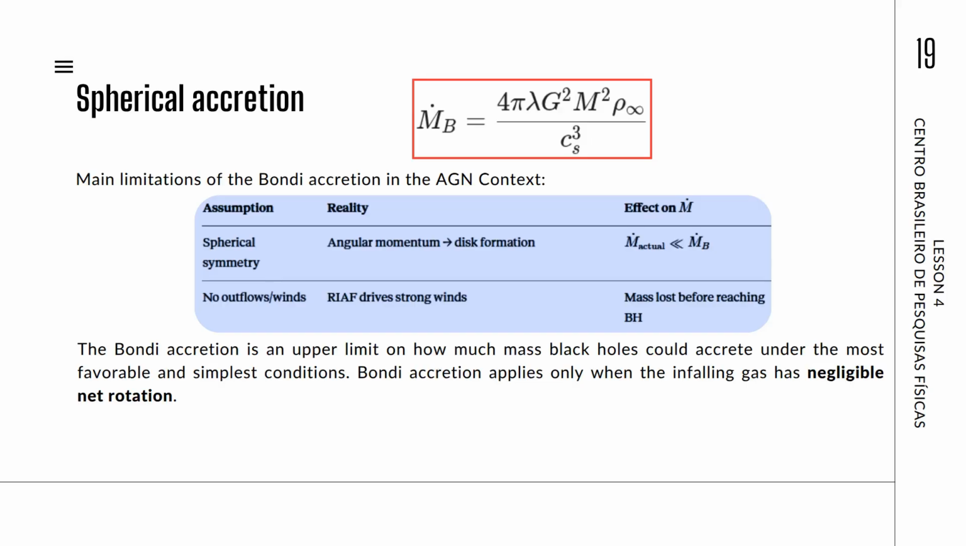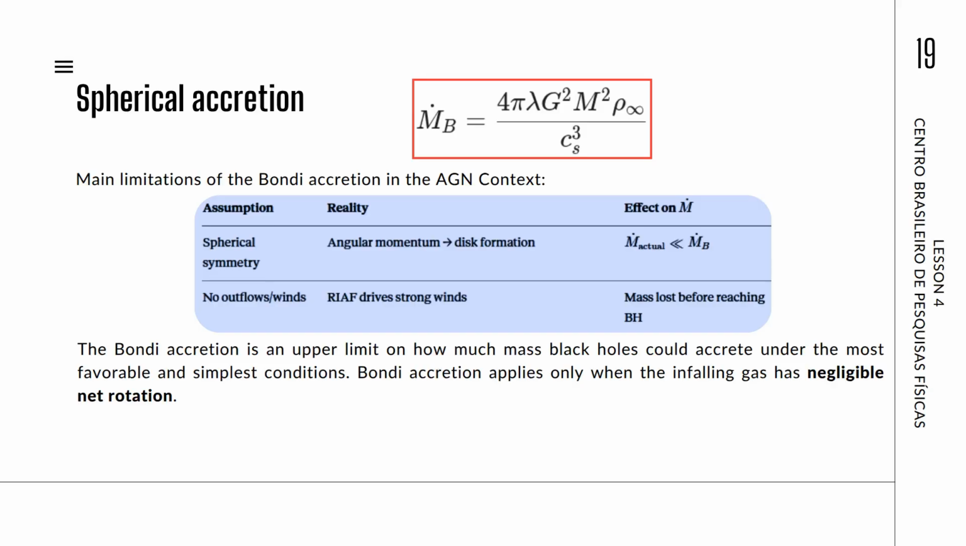So if we include angular momentum to this relation, we find that the actual accretion rate of black holes, like Sagittarius A star, is much smaller than the Bondi accretion rate. Okay, but it serves as a standard, as a comparison.